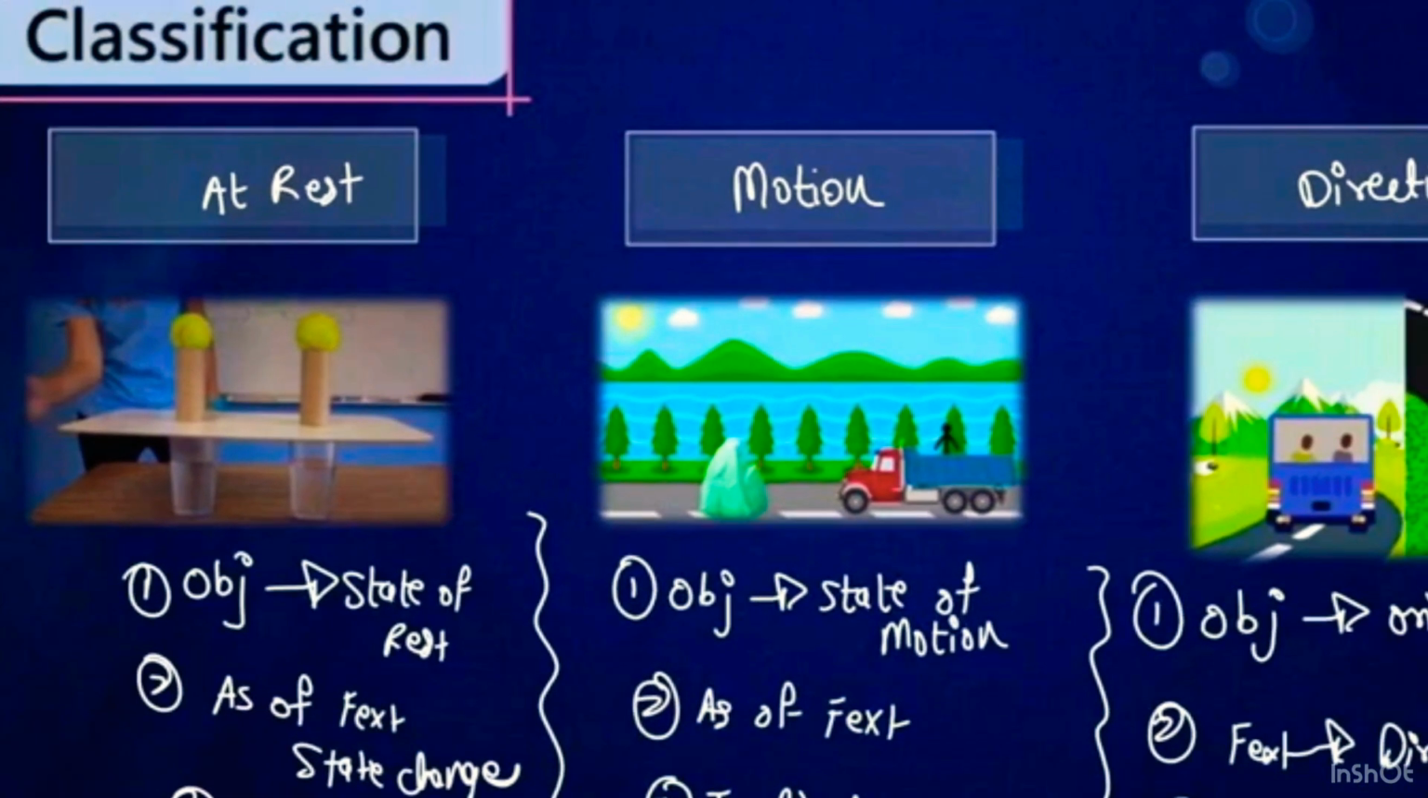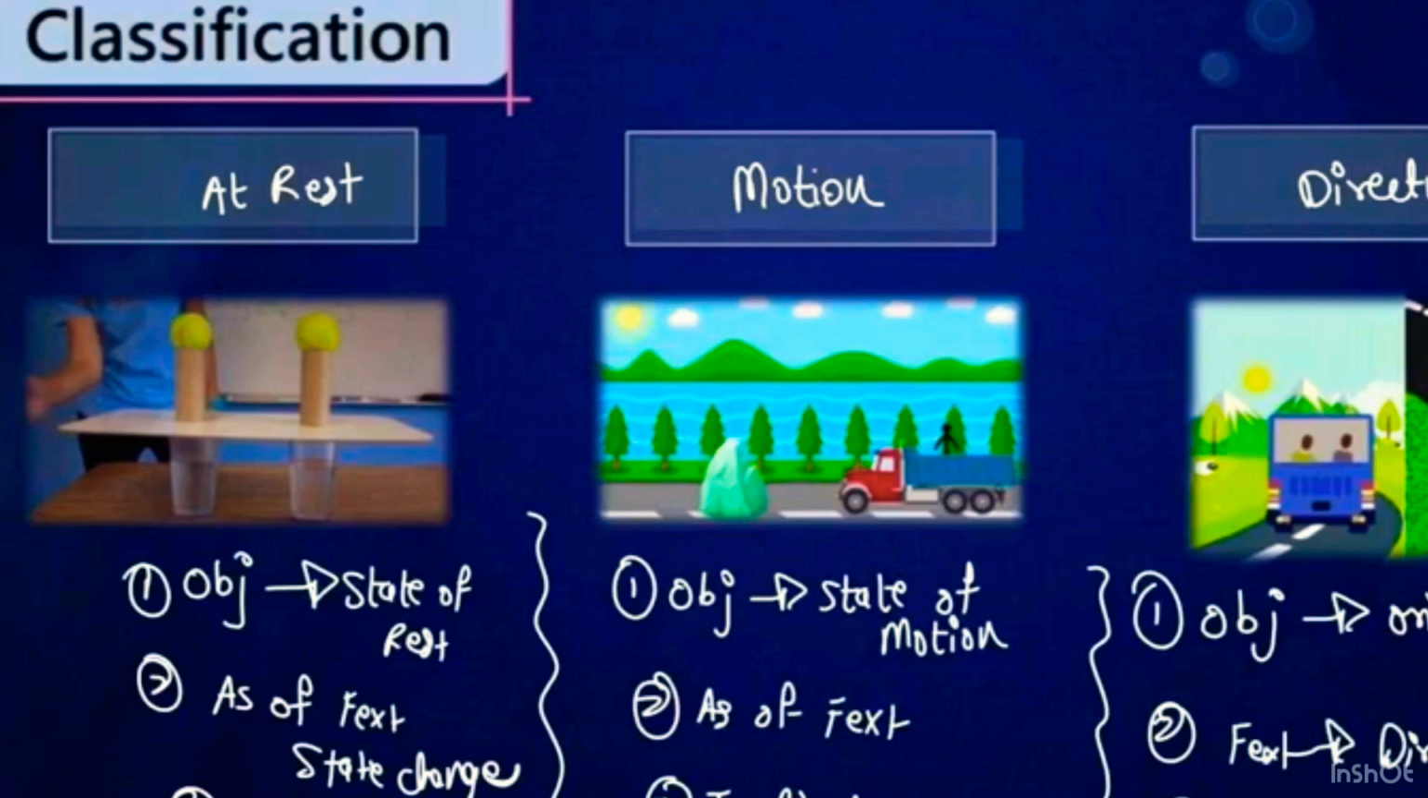The next one is the inability of a body to change its state of uniform motion by itself. The last one was the inability of a body to change its state of rest by itself. By inertia of motion, the statement is: it is the inability of a body to change its state of uniform motion by itself. State of rest is also a uniform motion.